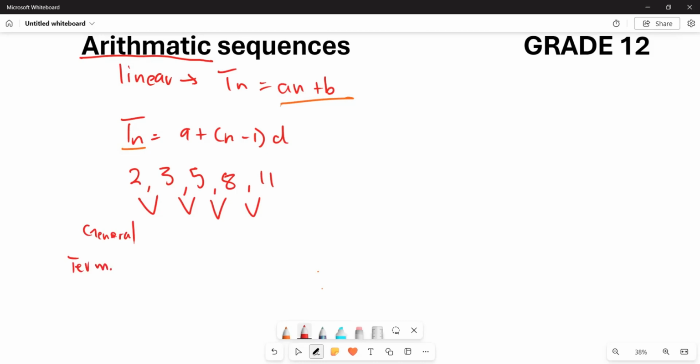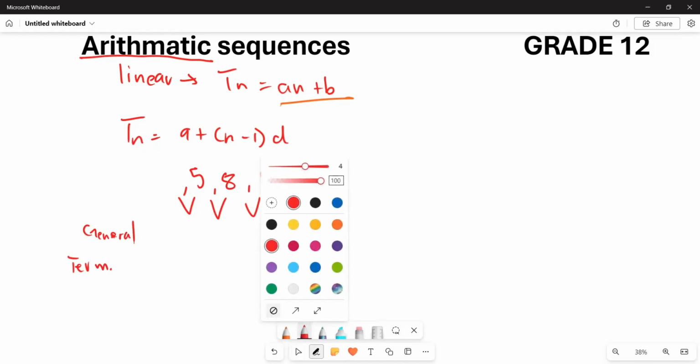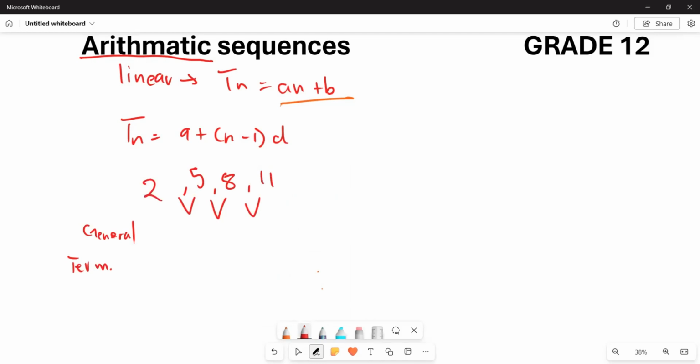Rather, look at me making the mistake here. This sequence is 2, 5, 8, 11, right? So you are having your 2, 5, 8, 11. Now, what is going to be the difference here? You are going to say 5 subtract 2. What is 5 subtract 2? You are going to get 3.